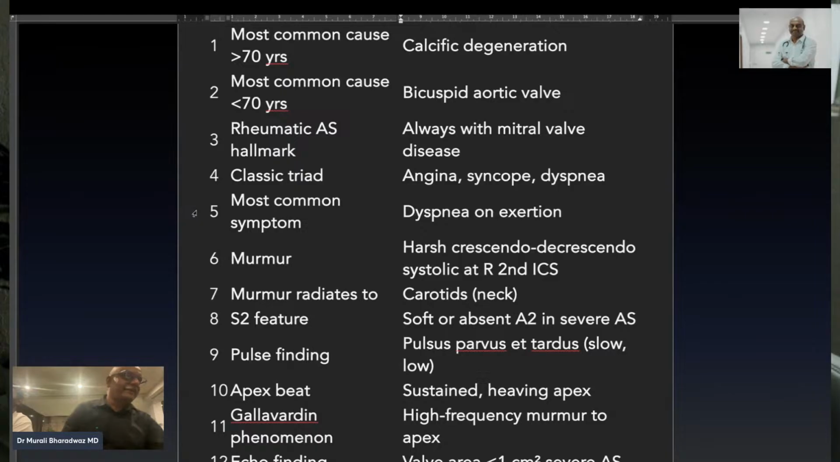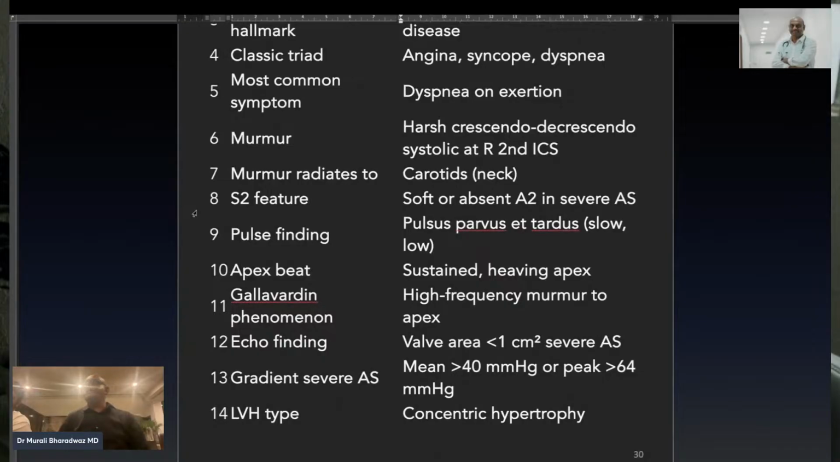Tell me, what is the triad of clinical features in aortic stenosis? Exertional angina, syncope and dyspnea. Typically all three are exertional, that is the adjective you need to remember. Then there is a murmur, which is a crescendo-decrescendo systolic murmur. It will rise and then it will fall. So a harsh crescendo-decrescendo systolic murmur in the aortic area.